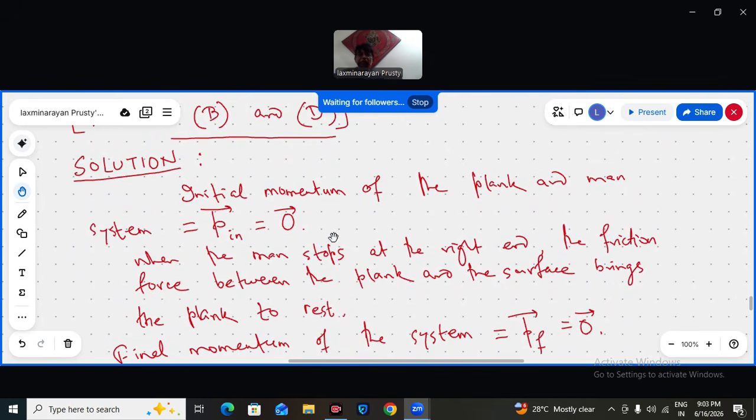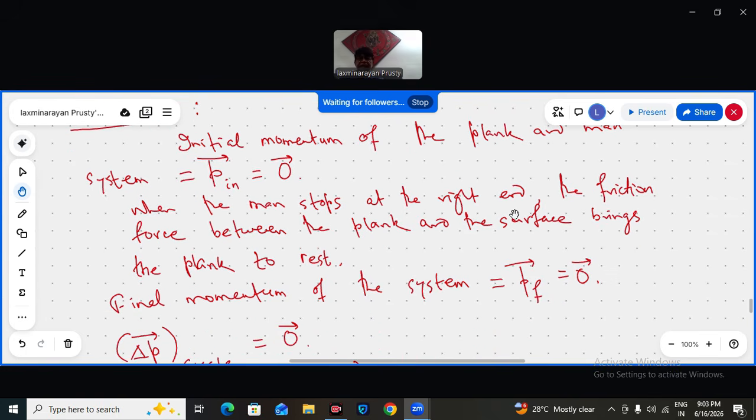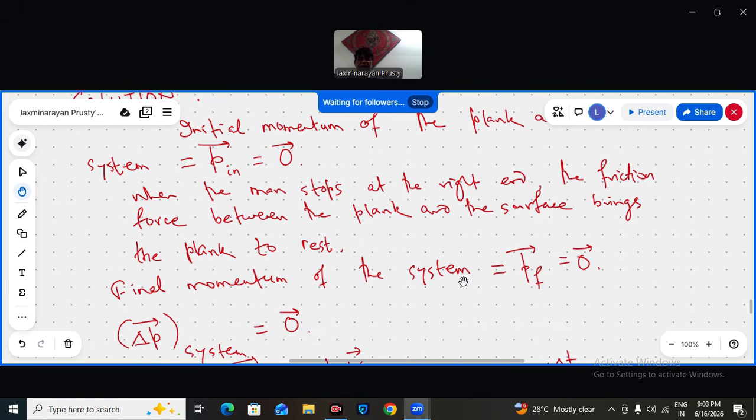Brother, this doesn't seem quite right, does it? Let's see. Initial momentum of the plank and man system, just before the man starts walking, how much? P initial is null, a 0 vector. When the man stops at the right end, the friction force between the plank and the ground surface brings the plank also to rest after some time, allow that time. So the final momentum of the system will be how much?